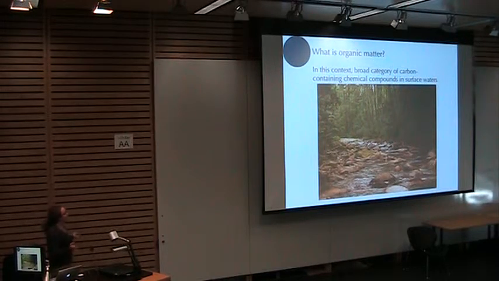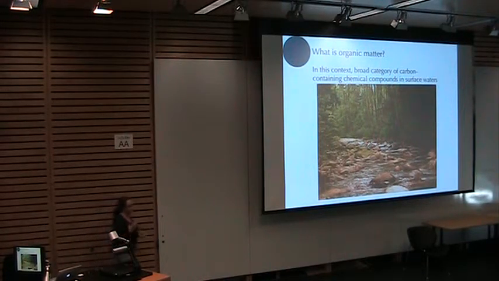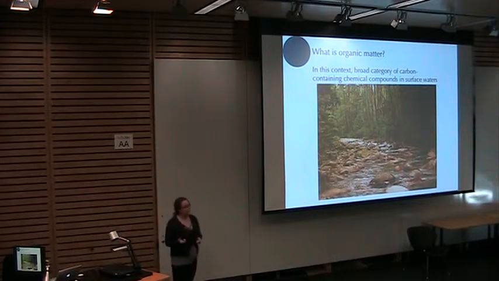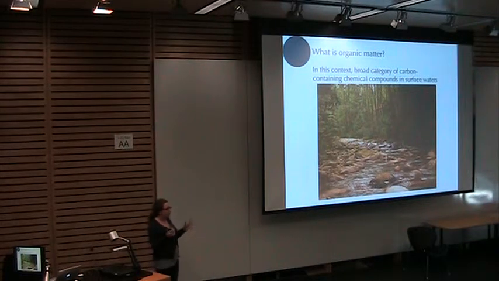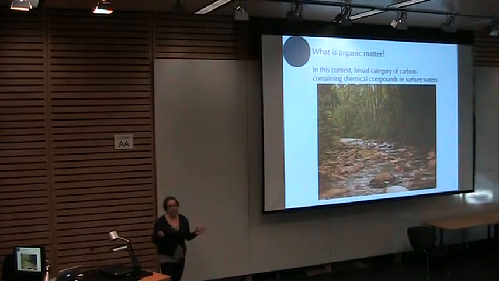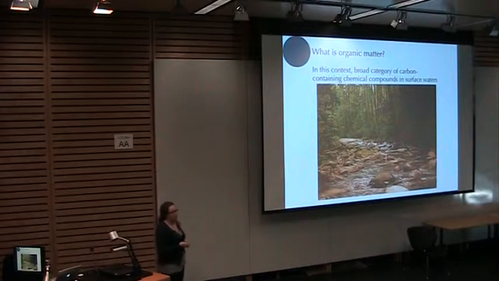So first of all, I'm going to start with what is organic matter. For the purpose of my talk, when I say organic matter, what I'm referring to is organic material that's present within surface waters. Chemically speaking, this refers to a really heterogeneous, huge group of chemical compounds that's present in both dissolved and particulate forms in surface waters.